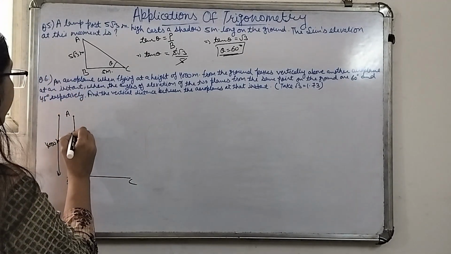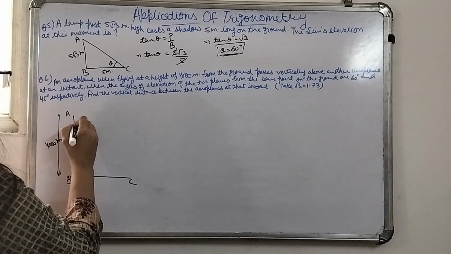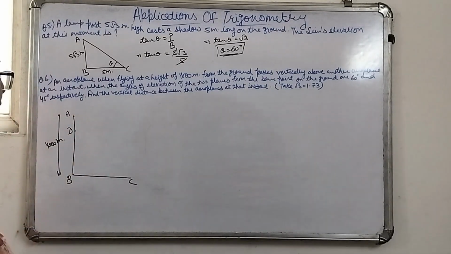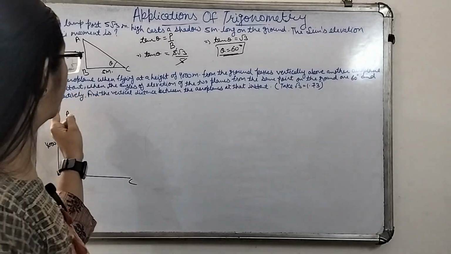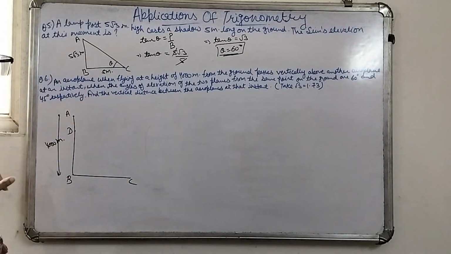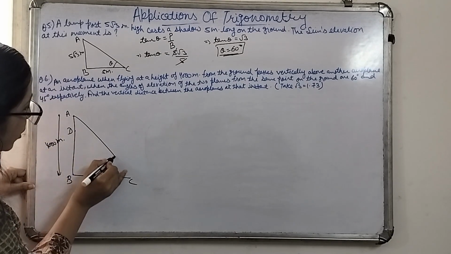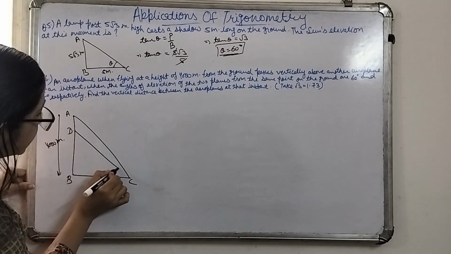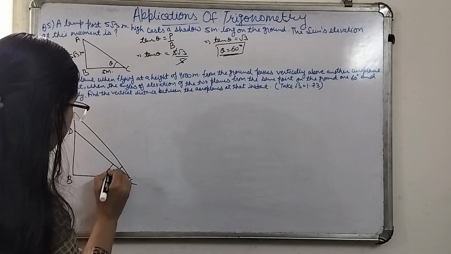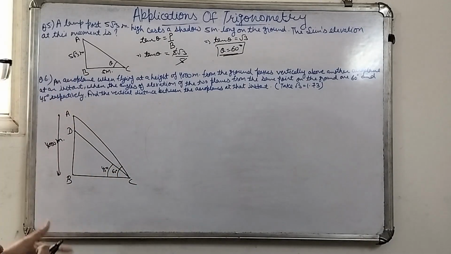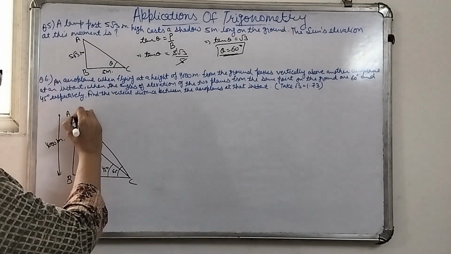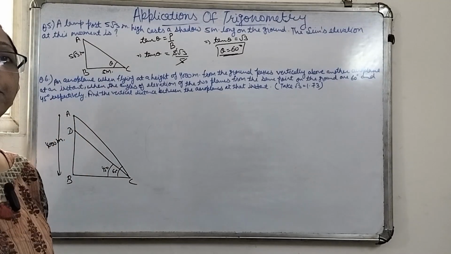It is passing another aeroplane. They are in the same line. Another aeroplane is at this point, and this is your D. Now, the angles of elevation for both aeroplanes from a point are 60 degrees and 45 degrees. One is this angle of elevation, another is this angle of elevation. So this is your 60 degree and this is your 45 degree. These two are the angles of elevation for the two aeroplanes. One aeroplane is at position A, another aeroplane is at position D.